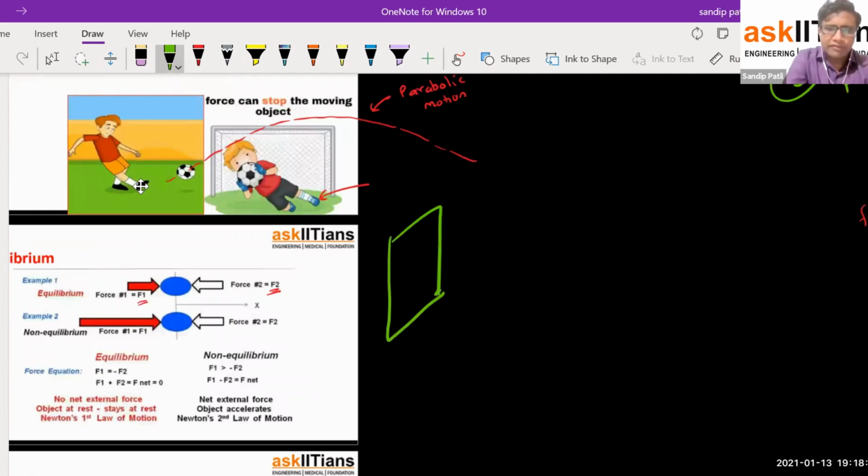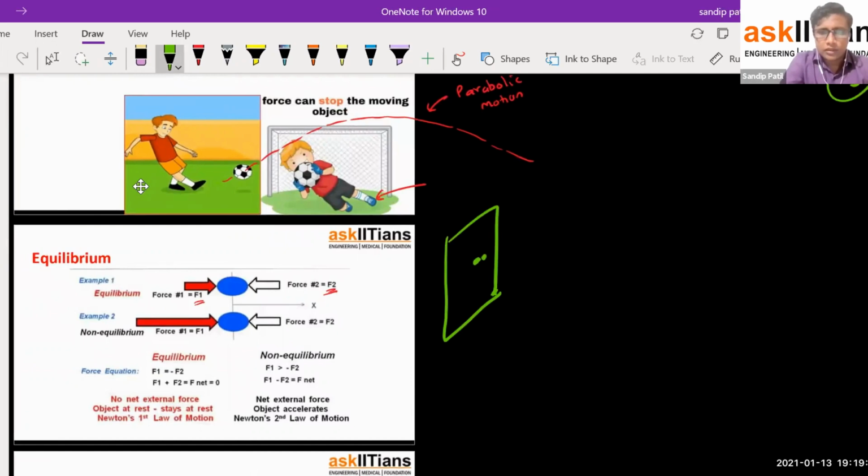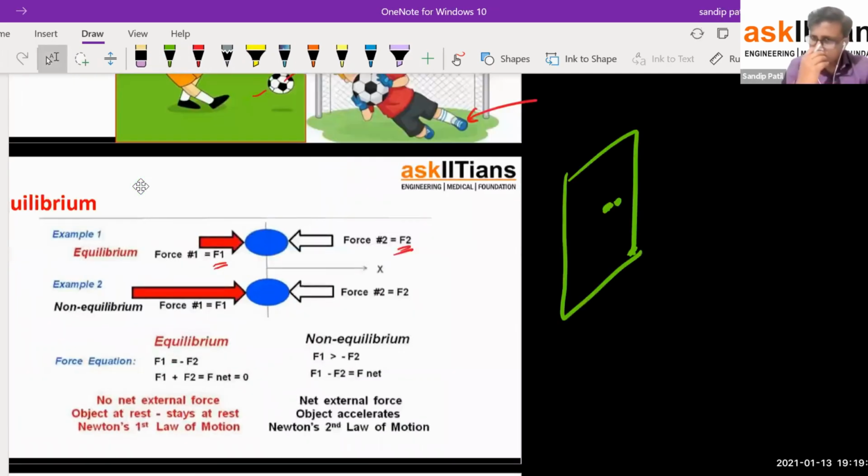So tell me, before pushing this door, there were no forces. Still it is at rest, right? Can I say it is at equilibrium? Obviously it is at equilibrium. When you both started pulling, with the same force, can I say it is at equilibrium? Yes, even though you are pulling the door with the same forces, it is still in equilibrium.